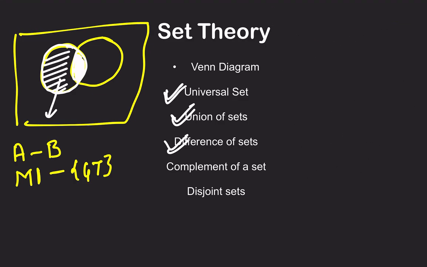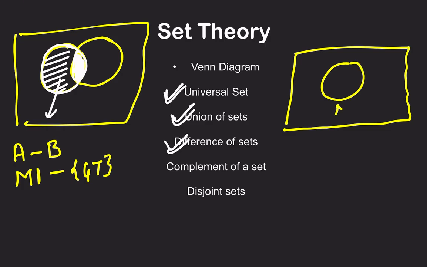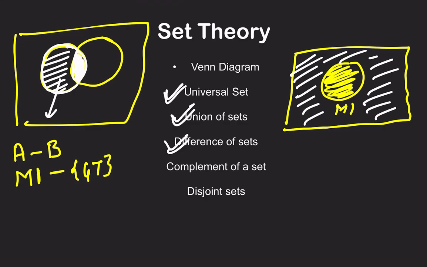Now moving on to the next part: complement of a set. This is the complete IPL universe, and this is Mumbai Indians only, so this represents all the players of Mumbai Indians. The complement of Mumbai Indians will be people who are not playing for Mumbai Indians, meaning this white section. This is the complement of a set. It is represented like this: A bar. A bar means who are not in the set. I hope it is clear.